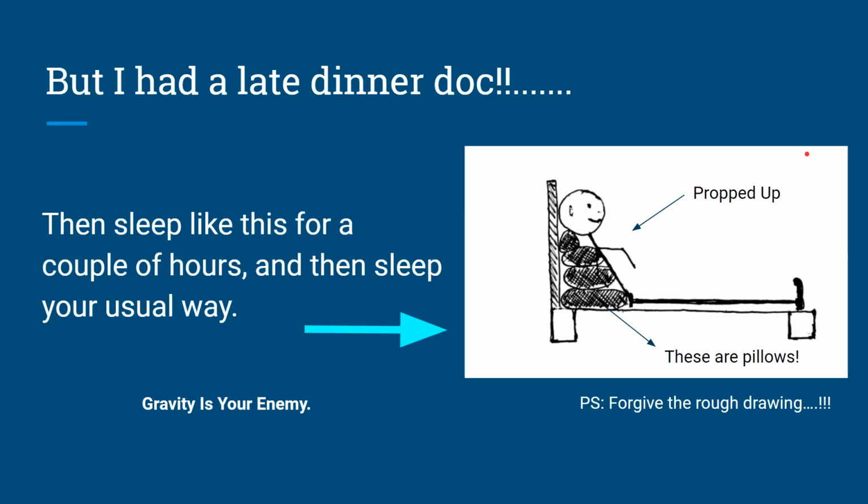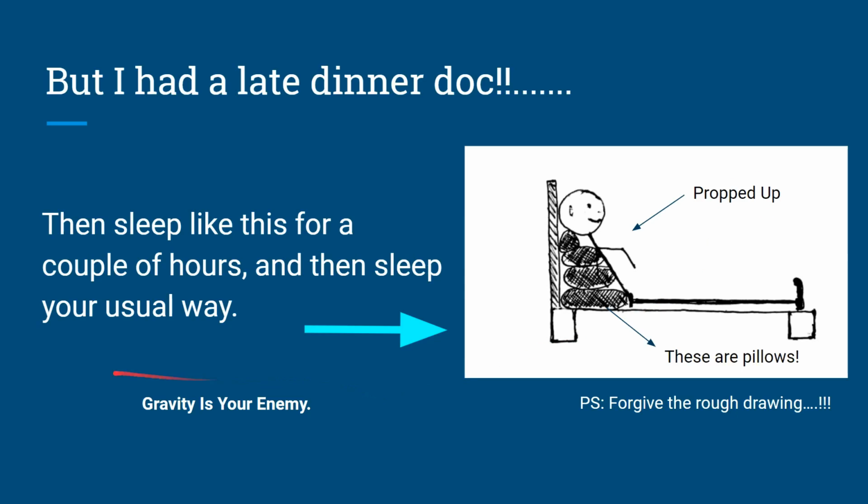Now, this is a very rough drawing I have done with my hand, so forgive the rough drawing. What I have written over here, these are pillows, and you can see this gentleman with acidity is lying upright like this at around a 45-degree angle, and these are the legs, and that is the foot, if you're wondering. And the propped up position can actually help.